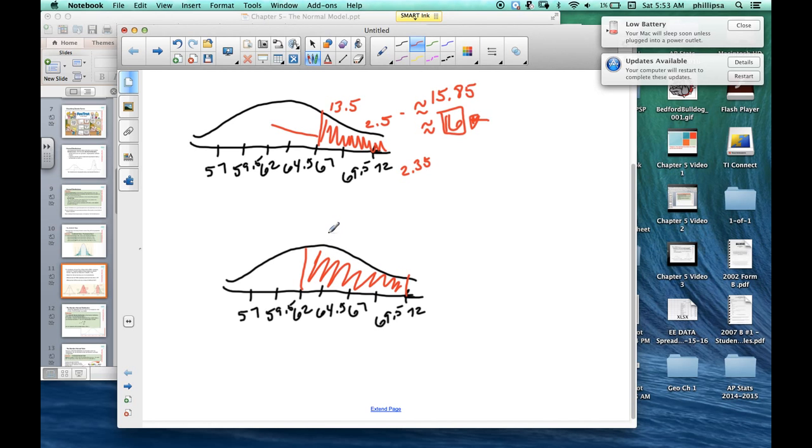Okay, so then we have the 68% that's between here and here. So I got 68 plus the 13.5 plus the 2.5. 68 plus 13.5 plus the 2.5 is going to give me 84. So we'll say about 84% here.